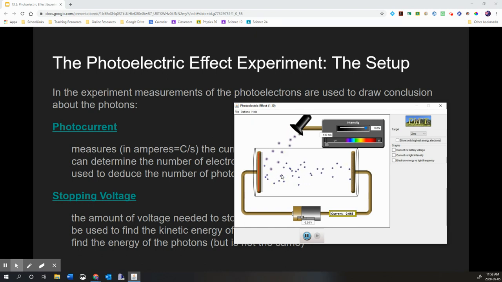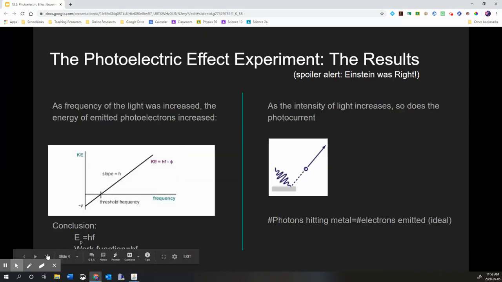I want to emphasize the game we are playing here. In a real life experiment, we don't see photons, we don't see electrons, we measure photocurrent, and then we work our way back to what's going on. We measure stopping voltage, then we try to deduce what that really means for the electrons, and therefore what that means for the photons. And so that's the game people played when they did this experiment to convince the world that Einstein was indeed right. So here are the results of this.